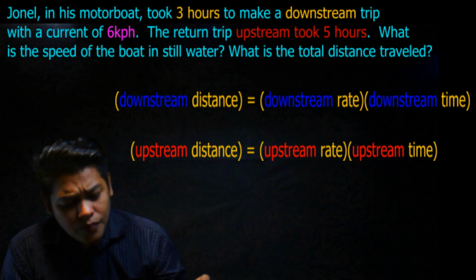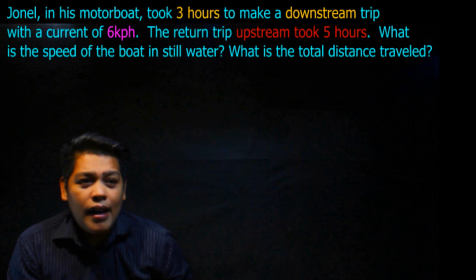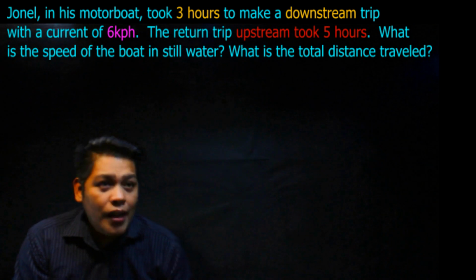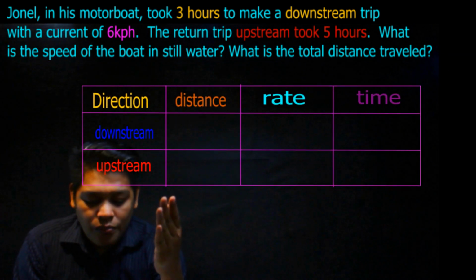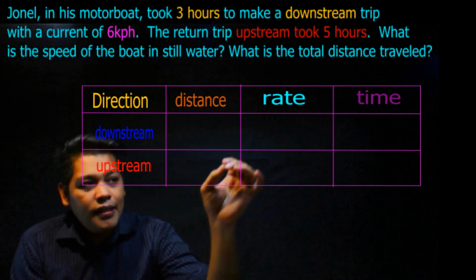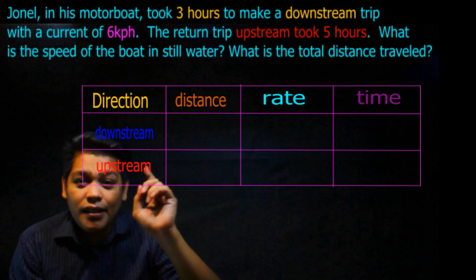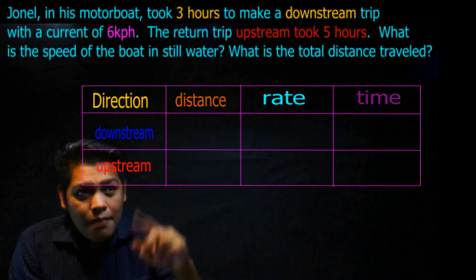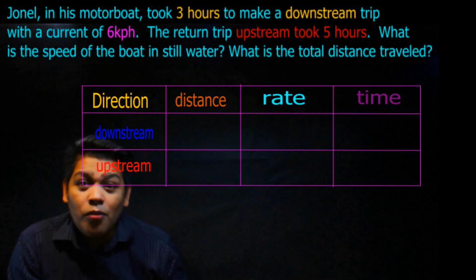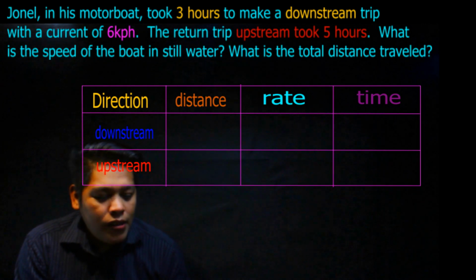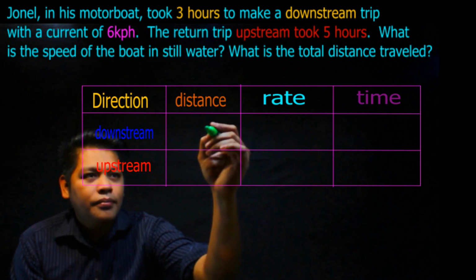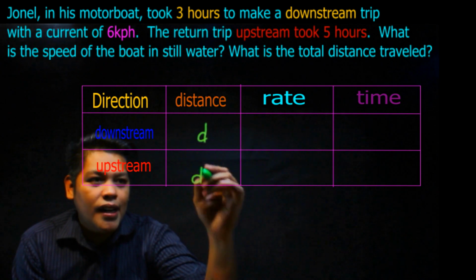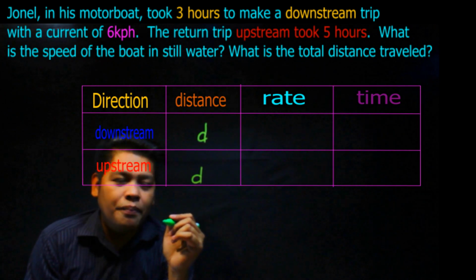And then, kailangan din natin punuan yung table na to para sa ating guide. So, alam natin na ito yung direction, distance, rate, time. Distance equals rate times time. Alam natin yan sa science. Then, downstream and upstream. I-complete lang natin yung table. So, this is the distance sa downstream tsaka distance sa upstream.